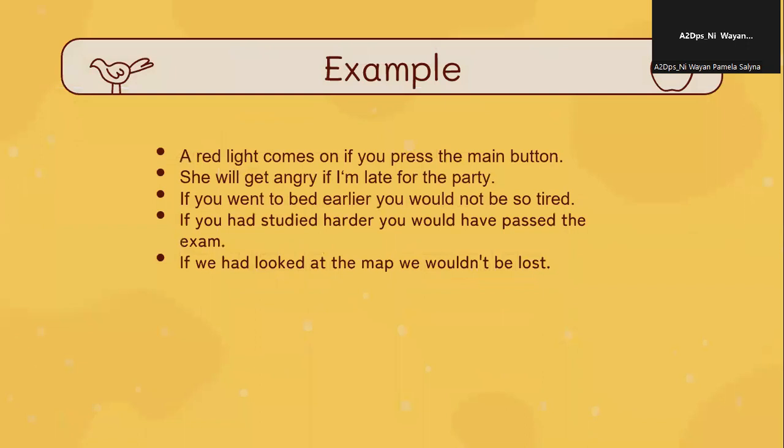Okay, let's move to the example. First is a red light comes on. A red light comes on if you press the main button. The second is she will get angry if I'm late for the party. The third is if you went to bed earlier, you will not be so tired. And the fourth is if you had studied harder, you would have passed the exam. And the last is if we had looked at the map, we wouldn't be lost.